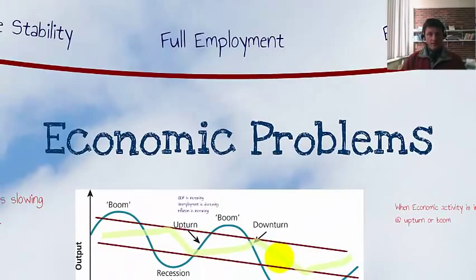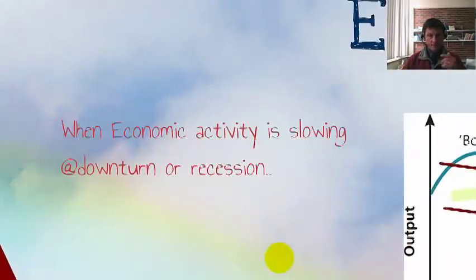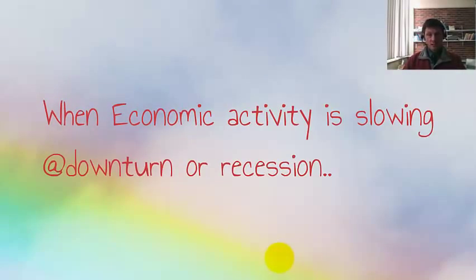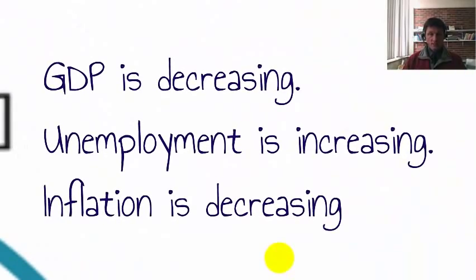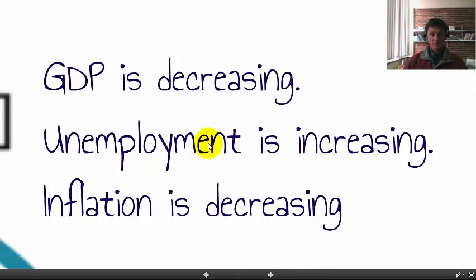Okay, now when we have these aims, if one of them isn't satisfied, we have what we call economic problems, and I'm going to go through those now. So when economic activity is slowing, for example, we're in a downturn or indeed a recession, GDP is decreasing, which is obvious, but the big problem here is unemployment. Unemployment is increasing. Inflation, correspondingly, is decreasing. So a big problem here is unemployment and the lack of activity.